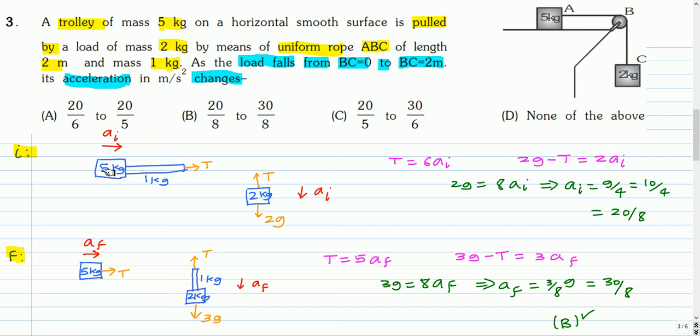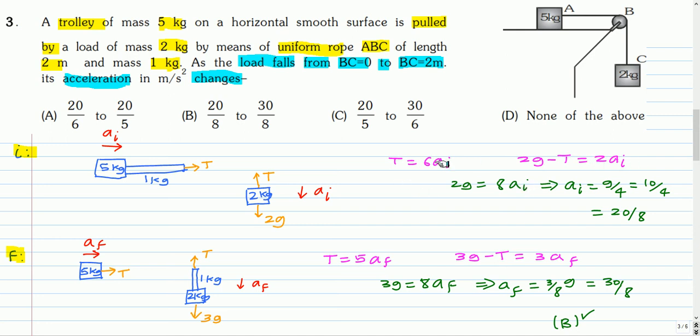So we can consider the 5 kg block and the rope, whose mass is 1 kg, as one system and the 2 kg block as another system. So this thing is accelerating. Let the acceleration be ai in the initial case. So we can write the equation for this one: tension equals the total mass 6 into ai, and for this 2 kg mass, it's 2g minus T is 2ai.